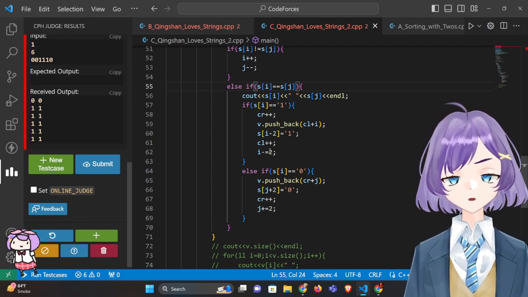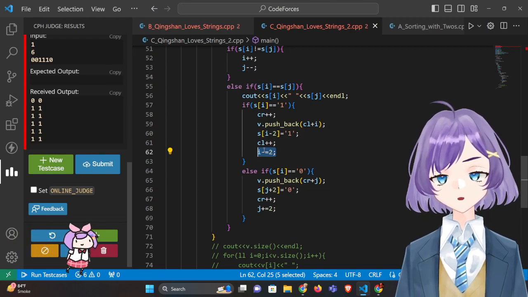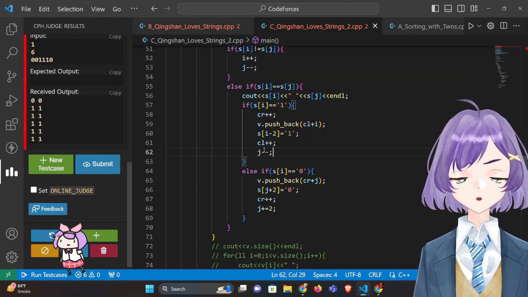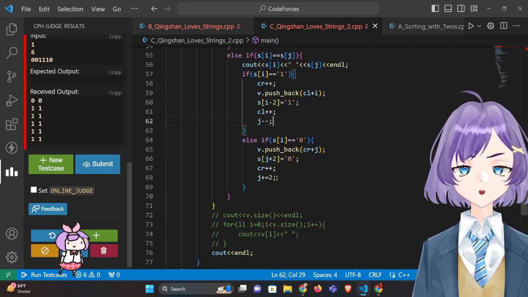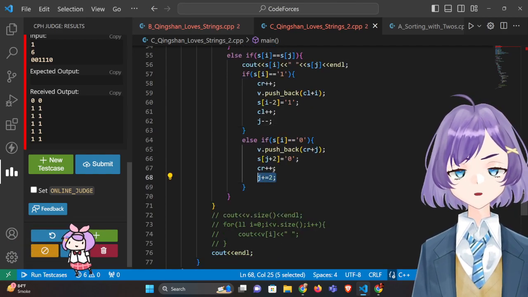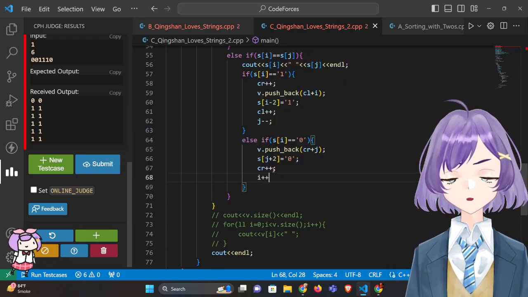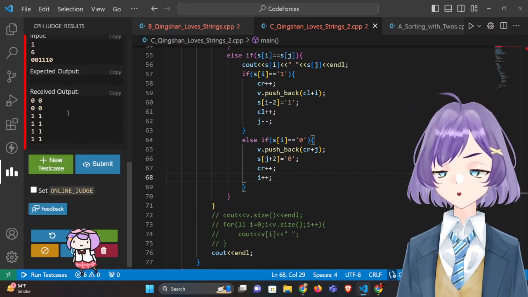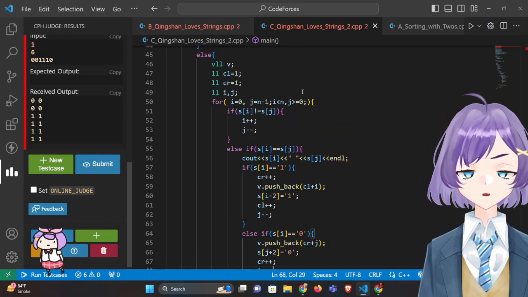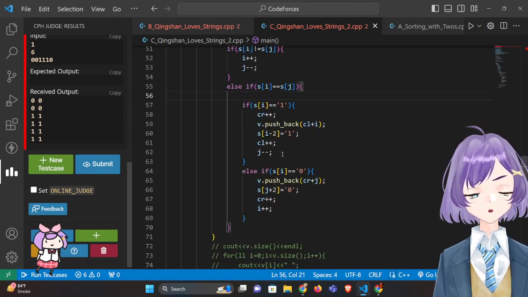so I won't change I, but I will do J minus minus. And here I won't change I. I won't change J, but I will do I plus plus. This is the way. Let's just think how.